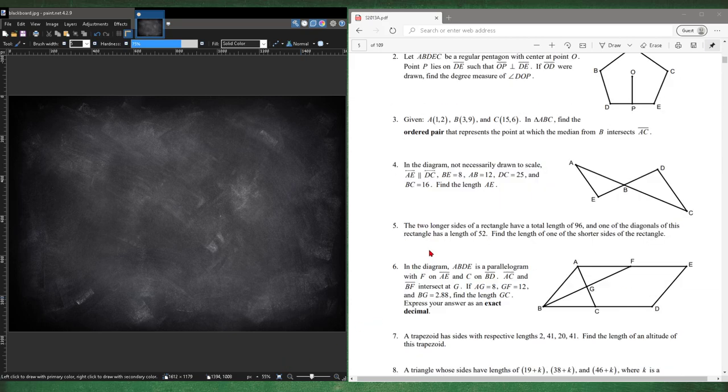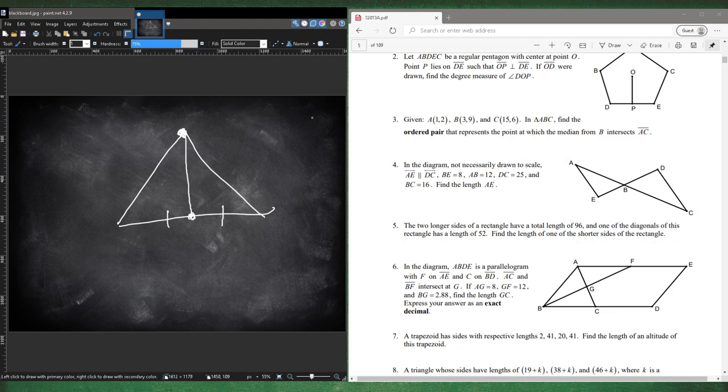Okay, number 3. Given A is (1, 2), B is (3, 9), C is (15, 6), find the ordered pair that represents the point at which the median from B intersects AC. So basically, a median, if we have a triangle, is a point that starts here and the line goes down and goes to this line and cuts it in half. So we're basically looking for the midpoint.